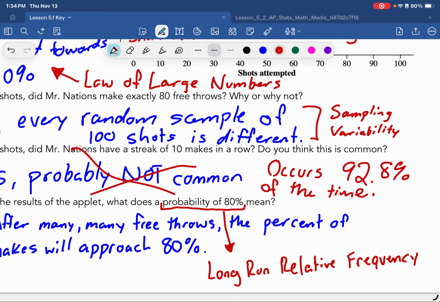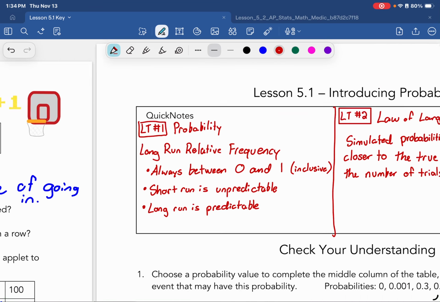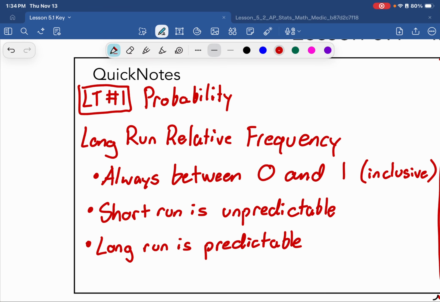So let's look now at our quick notes here, what's important. So taking all of this, let's look. So first, we have probability. And like I said, probability is just a long run relative frequency. It is just the relative frequency over many, many, many trials. It's always between 0 and 1. It's a percentage. We're not going to have negative percents with probability. It's always 0 and 1. We're not going to have 110%. It's either 0% all the way to 100%.